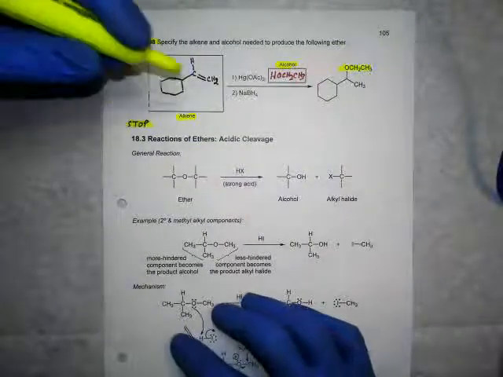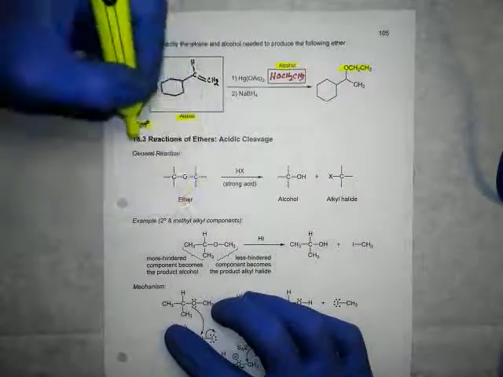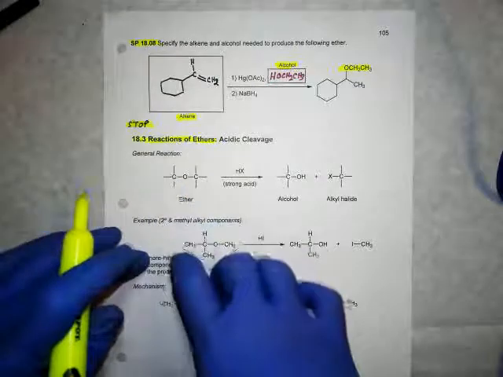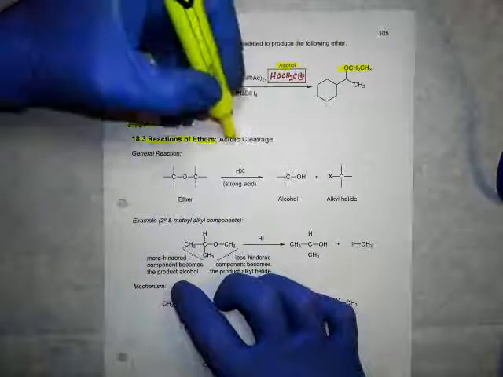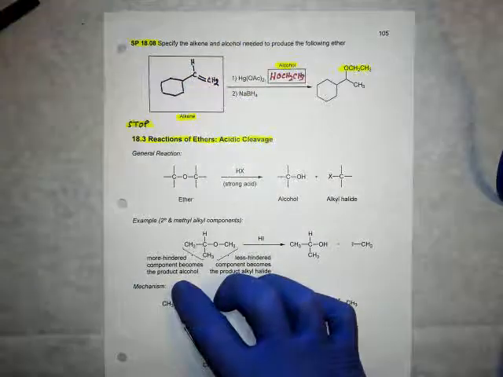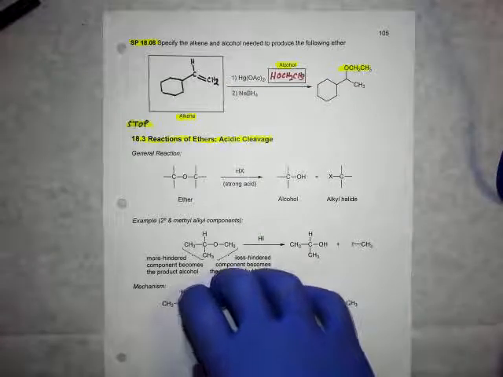Okay, we're in chapter 18, section 3, entitled Reactions of Ethers. And what we're going to look at is ethers undergoing cleavage under acidic conditions. Alright, so let's take a generic look at this, just to get an idea of what's happening.